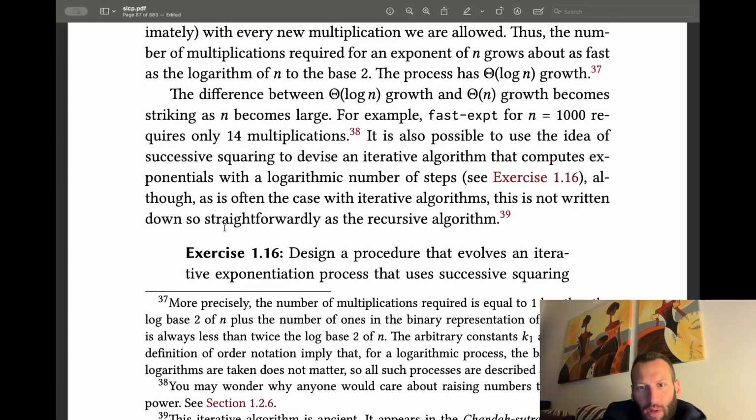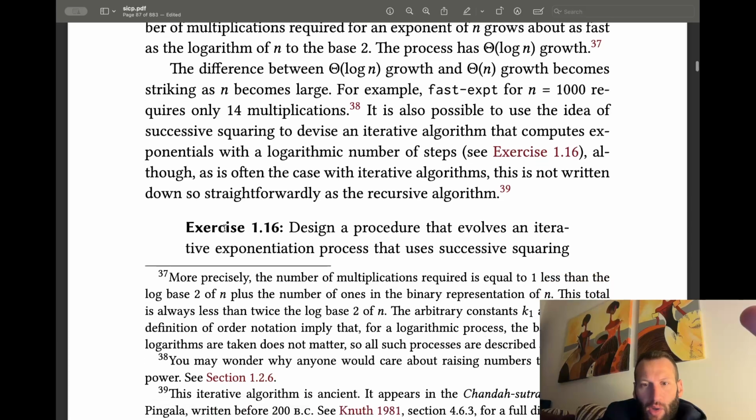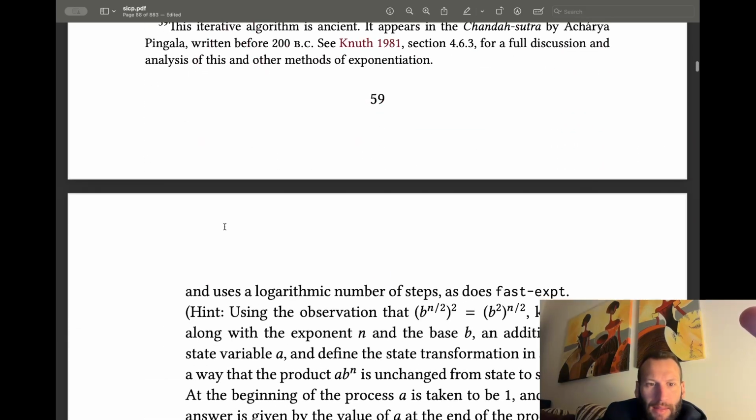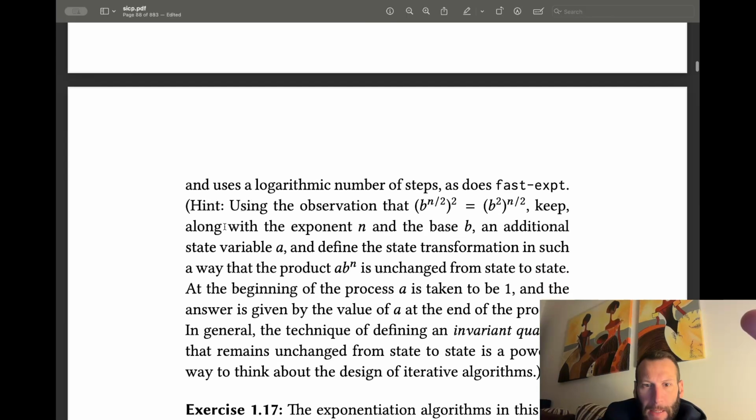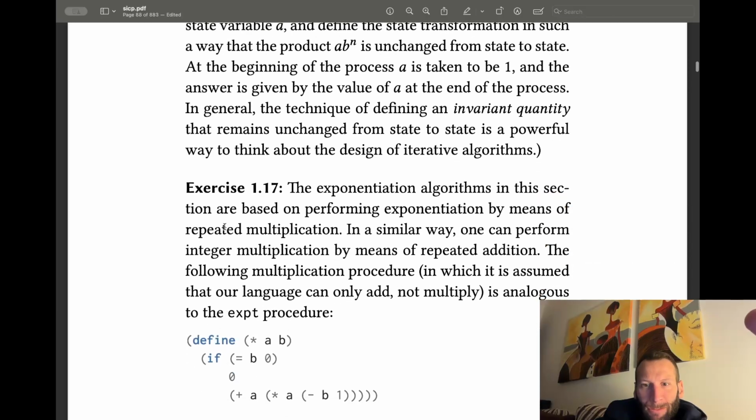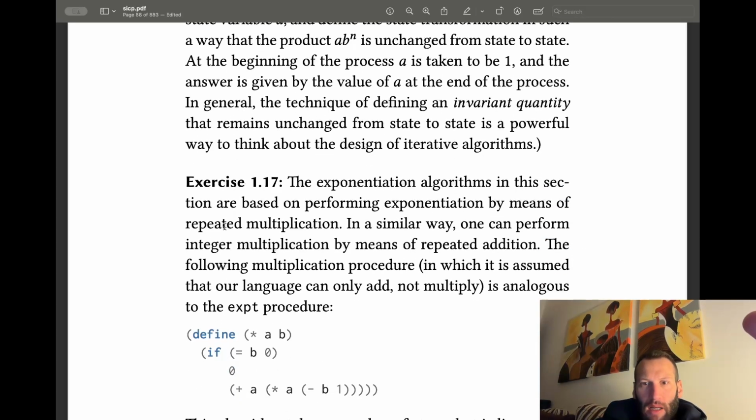Design a procedure that evolves an iterative exponentiation process that uses successive squaring and uses a logarithmic number of steps, as does fast exp. The exponentiation algorithms in this section are based on performing exponentiation by means of repeated multiplication. In a similar way, one can perform integer multiplication by means of repeated addition.